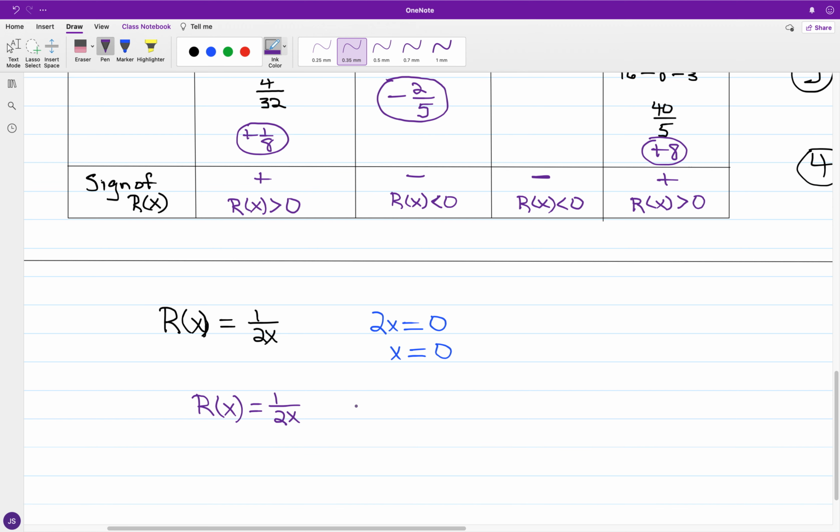So r of x is equal to the reciprocal of 2x. And the only 0 we have, again, is going to be 0. And guess what? 0 stems from 2x, and 2x is situated in the denominator. So 0 is not in the domain.